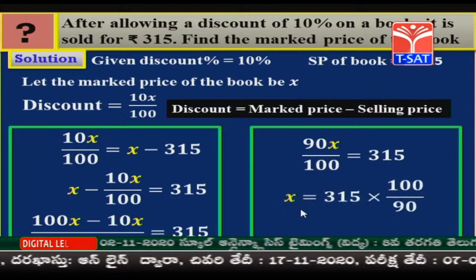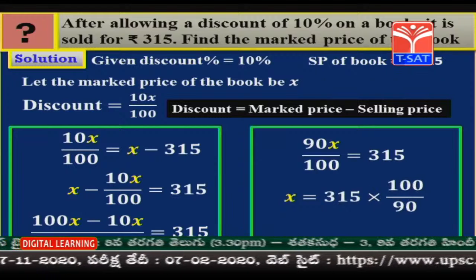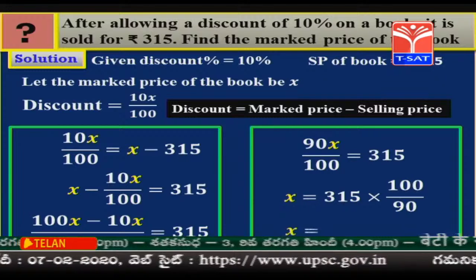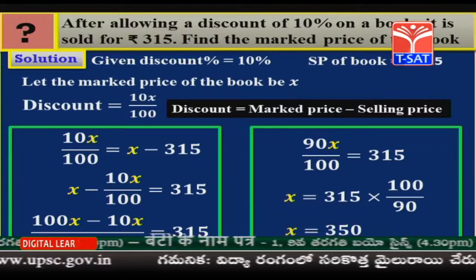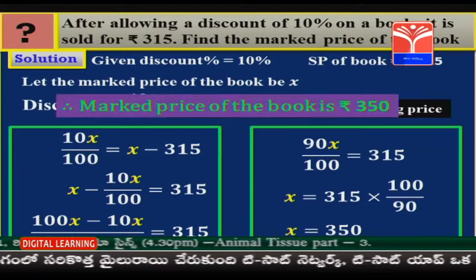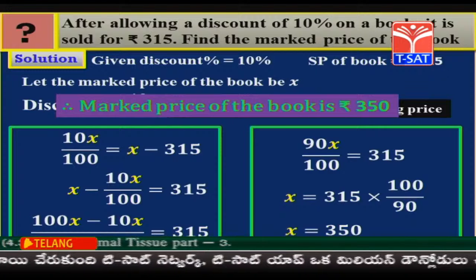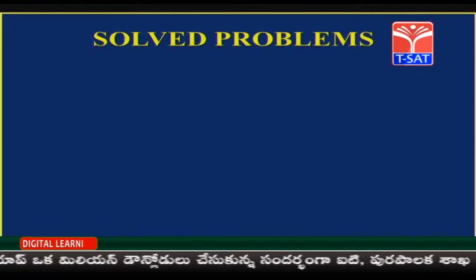So, what is the value of x, children? Yes, 315 into 100 divided by 90. On cancellation or on simplification, we get the value of x as 350. That means the mark price of the book is 350 rupees. Let us move on to our next problem.